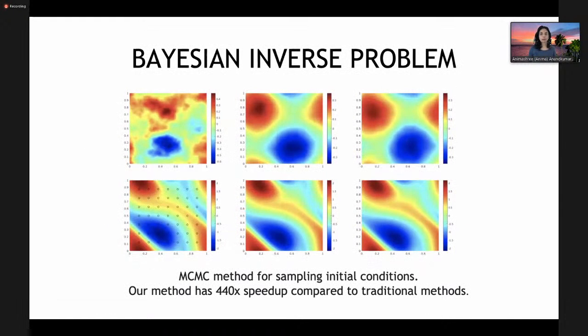And indeed, once we have such a speed up, we can do all sorts of problems which require repeated evaluation of this forward solution, right? One such aspect is the Bayesian inverse problem. Here you need to sample for many initial conditions, right? So you need to compute this solution many, many times. And here you see a big speed up compared to traditional methods.